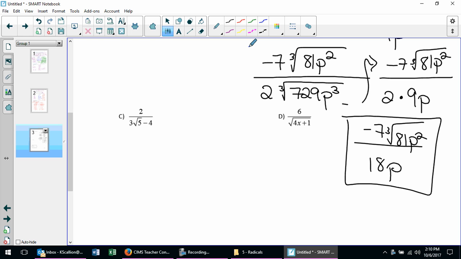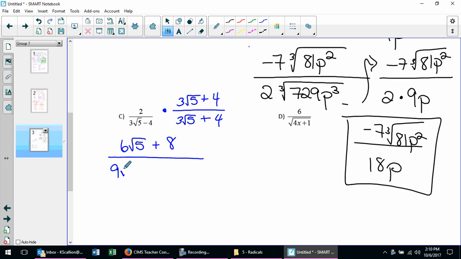Okay, binomial on the bottom. So my factors are the same, 3 root 5 and a 4. Is it add or subtract? It's add because this one subtracts, so this has to be add. Numerator and denominator have to be the same thing, because that has to have a value of 1. So I'm going to have 6 root 5 plus 8 over 9 root 25 plus 12 root 5 minus 12 root 5. I need to make that subtract 16.